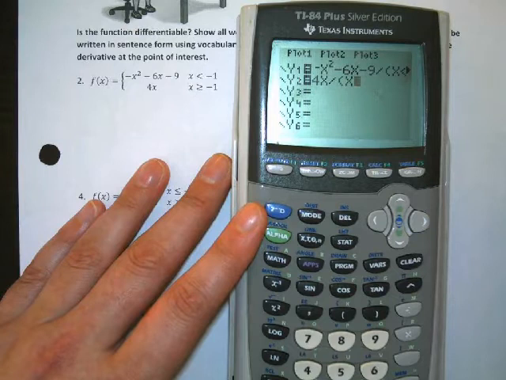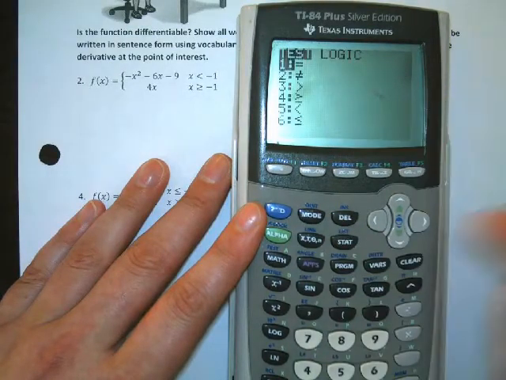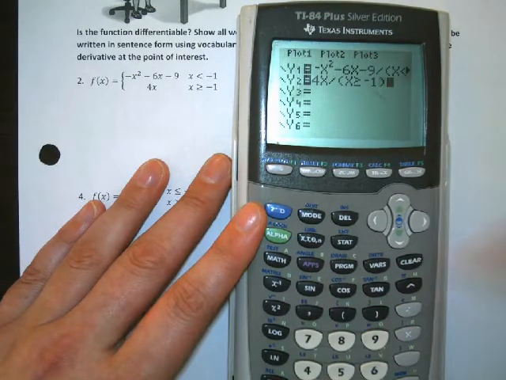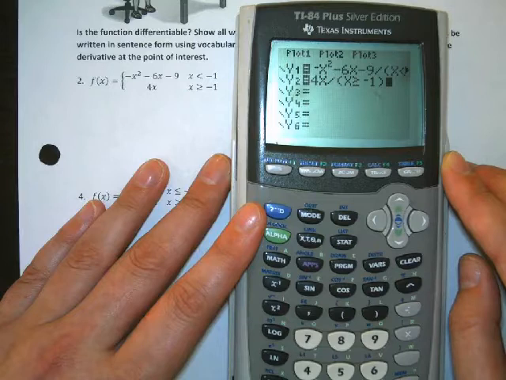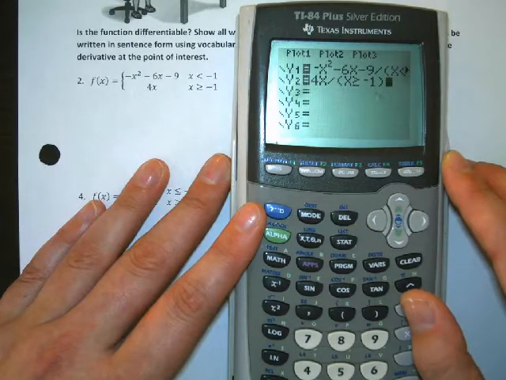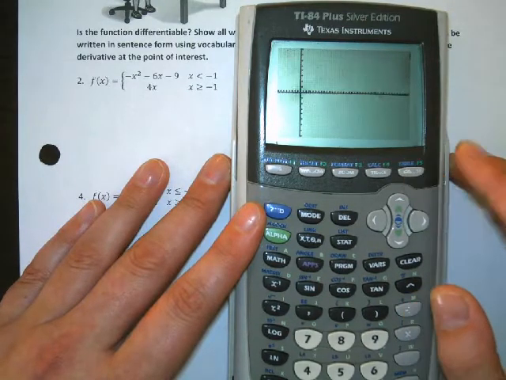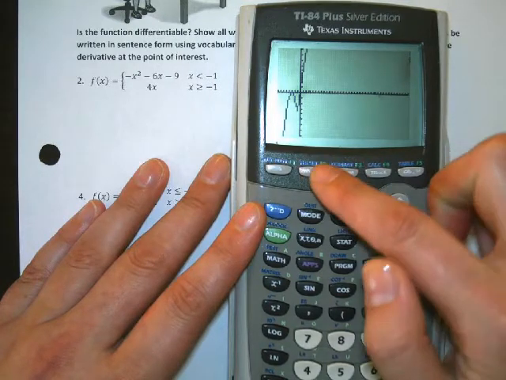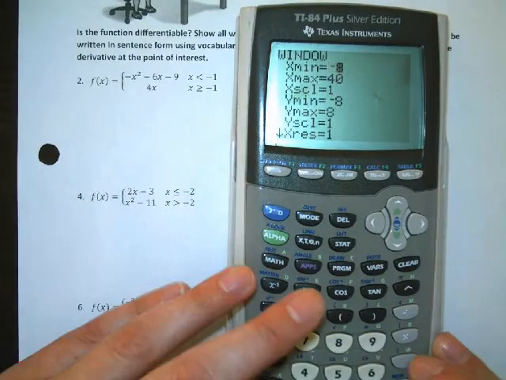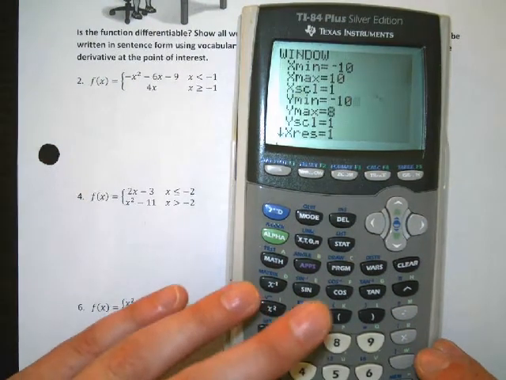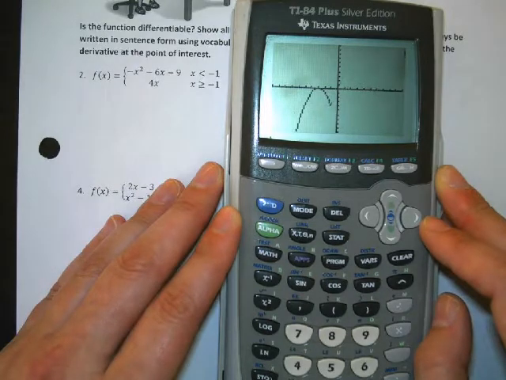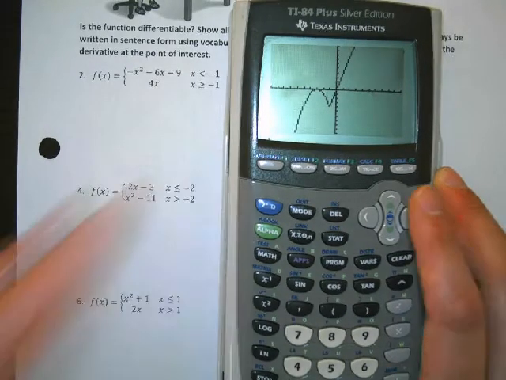So I'm going to hit second math. The greater than or equal to symbol is number 4. -1. And if you graph that, you'll be able to see, you can watch it graph. Oh, I need to change my window. Yeah. Now this makes it pretty stinking easy.